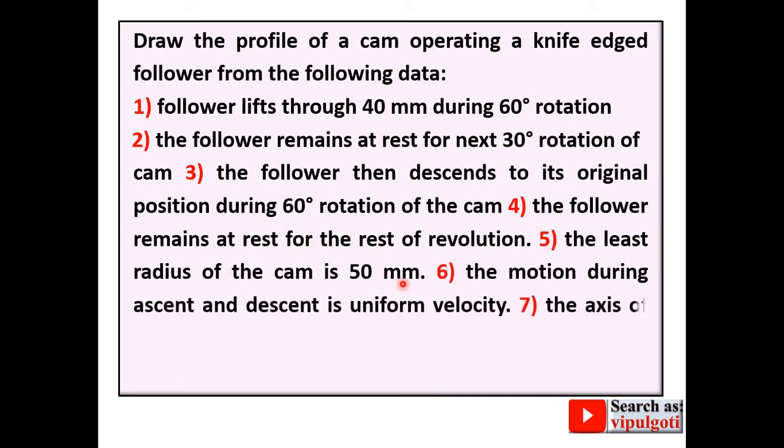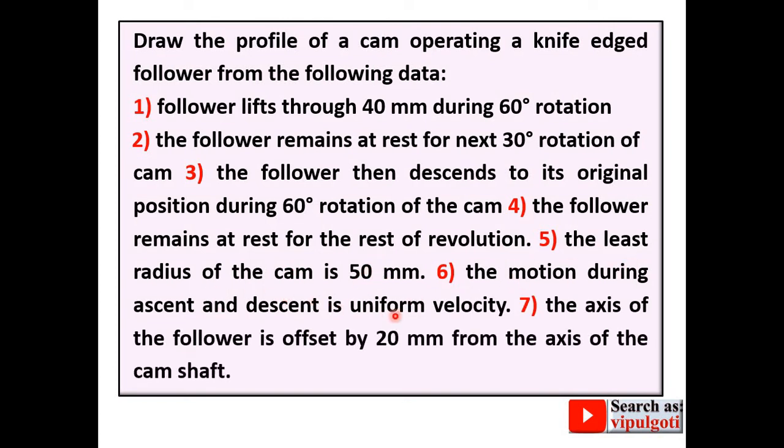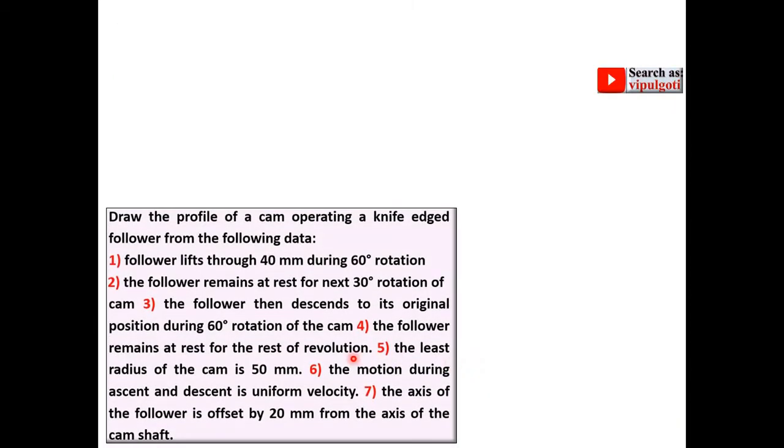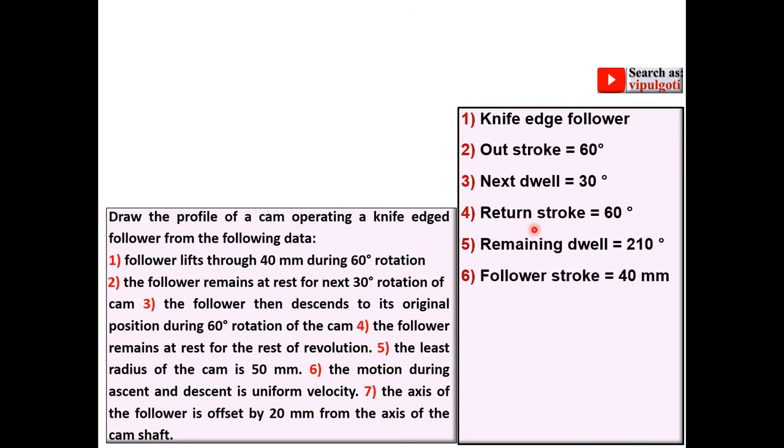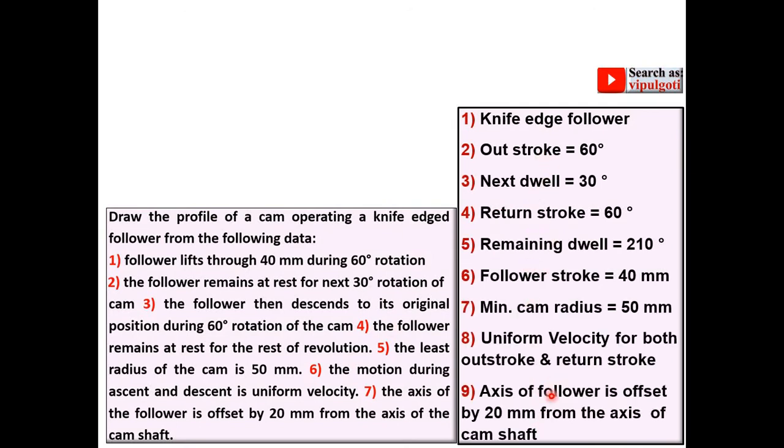The least radius of the cam is 50 mm. The motion during the ascent and descent is uniform velocity. The axis of the follower is offset by 20 mm from the axis of the camshaft. So in the previous video, we have discussed with zero offset distance. So this point number 7 is very important. This is the description, and from that I have written the important points in summarized form.